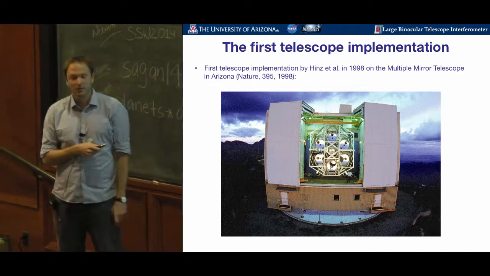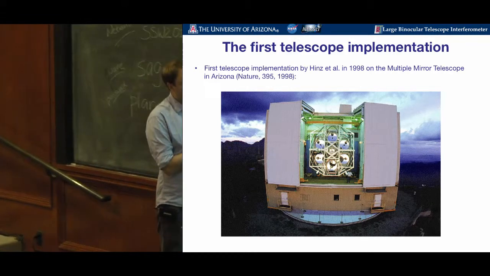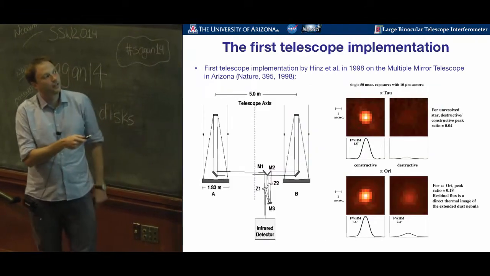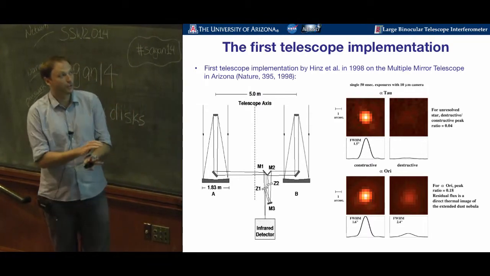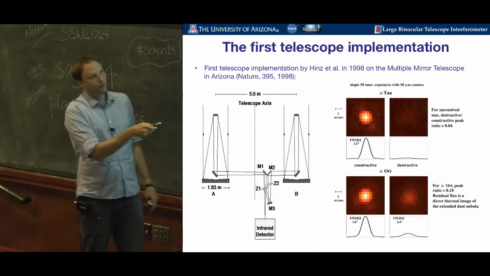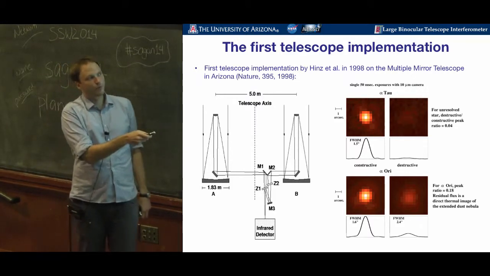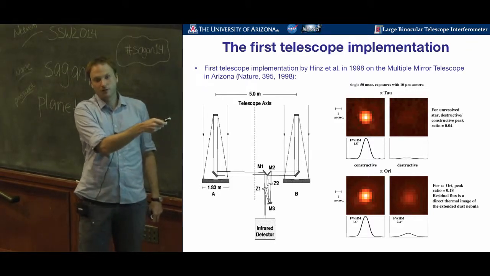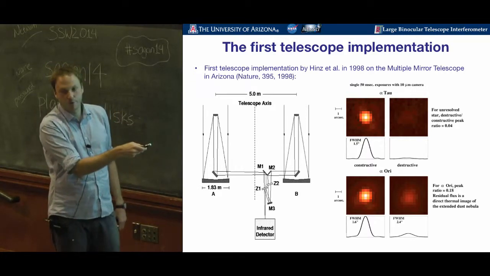The first implementation on sky was done in 1998 at the MMT in Arizona. This is a picture of the telescope. And this is the first result here. So this is the image when we overlap the two beams on top of each other. No interference in this case. This is the image you get of a star. Now if we overlap the two beams in phase opposition, you don't see the star anymore. And the null measurement is the peak in the null image compared to the peak value in the constructive image. And they measured for this calibrator object a null of 4%.